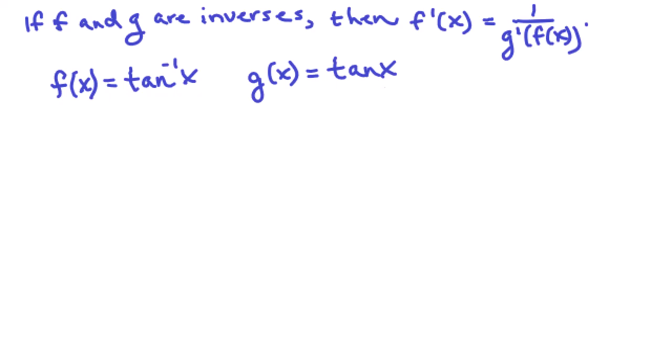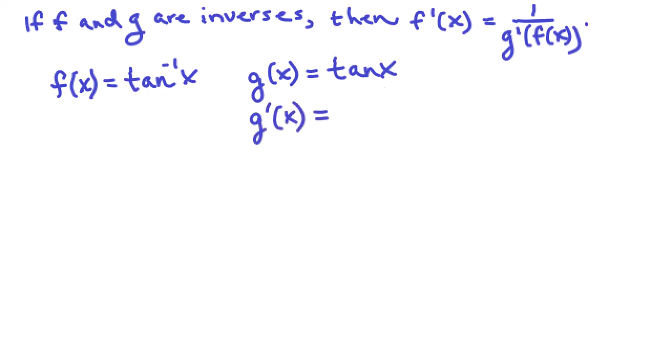Hello, in this video we're going to derive the derivative of the inverse tangent function by applying the inverse function theorem. That theorem says that if f and g are inverses, then f prime of x is equal to 1 over g prime of f of x. So here we have f of x is the inverse tangent of x, and g of x is equal to tangent of x. They're inverse functions, so the first thing that we'll do is to find g prime of x.